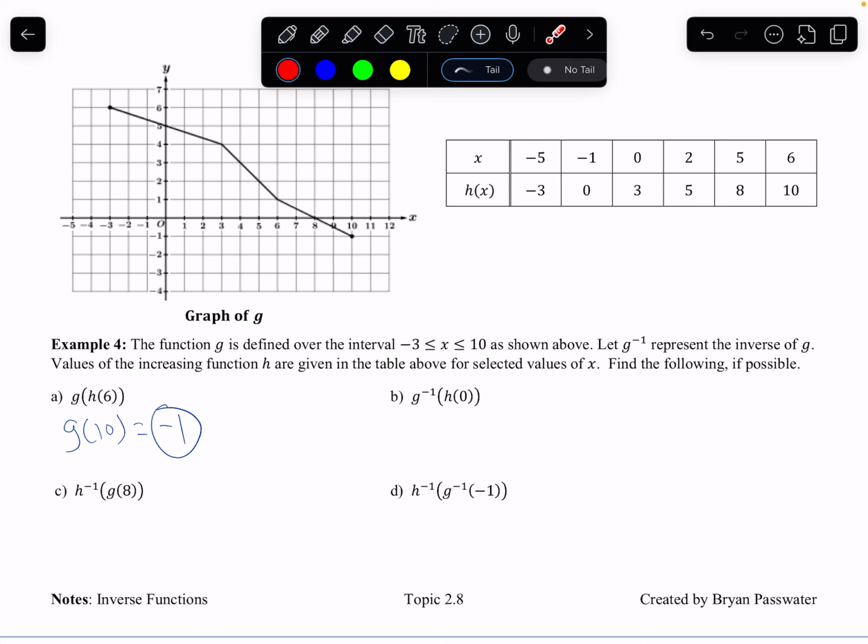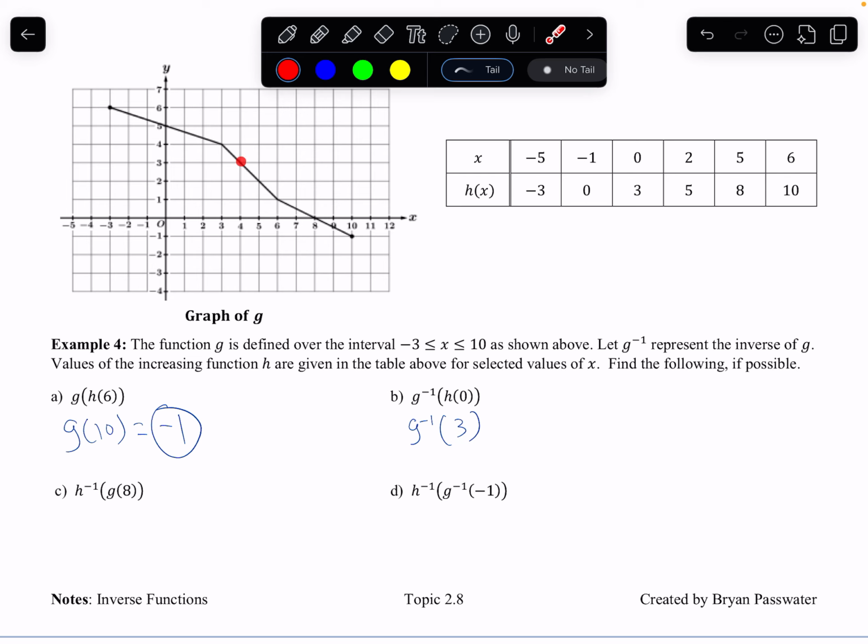The inverse of g evaluated at h of 0. So the first thing I've got to do is find h of 0. I put a 0 into the h, a 3 comes out. So h of 0 is 3. I'm going to find the inverse of g evaluated at 3. I'm putting a 3 into the inverse of g. Well, this is g. That's not the inverse of g.